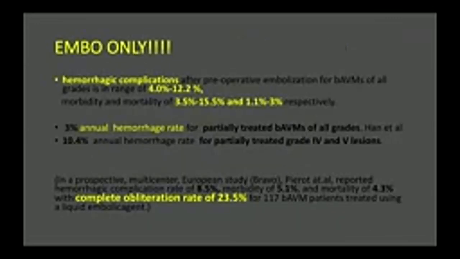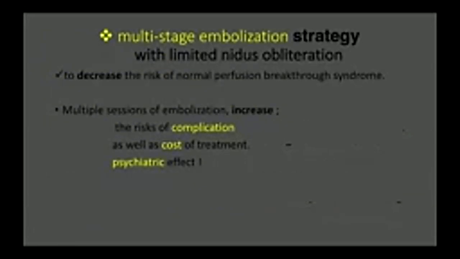With the EMBO only, that type of hemorrhagic complications in the literatures, and of course, when you have a partially treated AVM and when you have a high grade AVM, the numbers are increasing. It is so obvious that we're not good at AVM treatment by using single EMBO therapy.